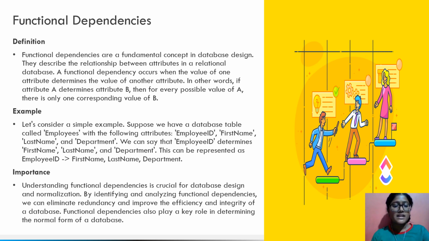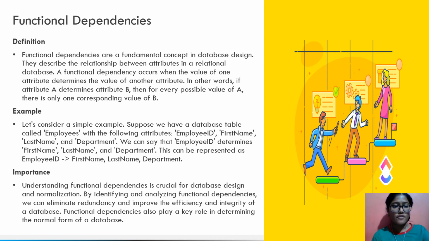Example, let's consider a simple example. Suppose we have a database table called employees with the following attributes: employee ID, first name, last name, and department. We can say that the employee ID determines the first name, the last name, and the department of the particular individual. This can be represented as employee ID determines first name, last name, and department.